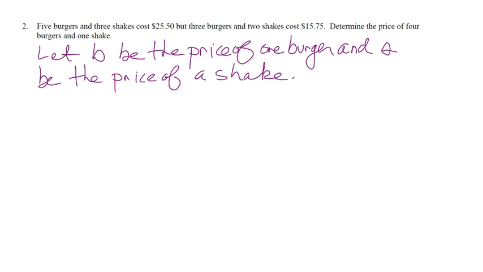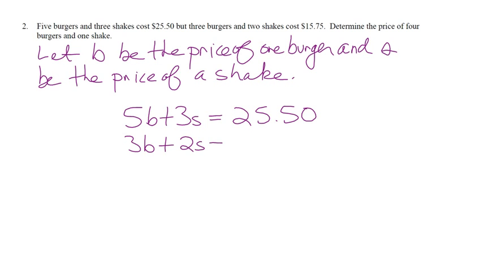Need equations. What's our first equation? 5b plus 3s equals 25.50. Okay, and what else? 3b plus 2s equals 15.75. Okay, so we're taking the information that was given. This is a very common type of question, with burgers and shakes, with footballs and soccer balls, student tickets and adult tickets, basically anything, usually in the situation of a price. Okay, but be aware, that's what we've got.